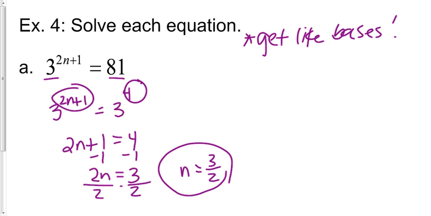Now if you wanted to check it, you could plug it in. 2 times 3 over 2 plus 1 gives you 4. So 3 to the 4th power equals 81. Yes, it checks.